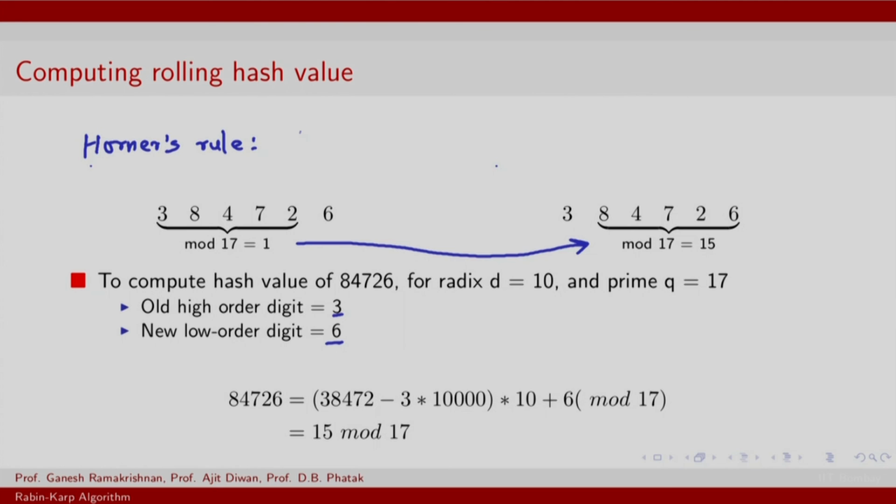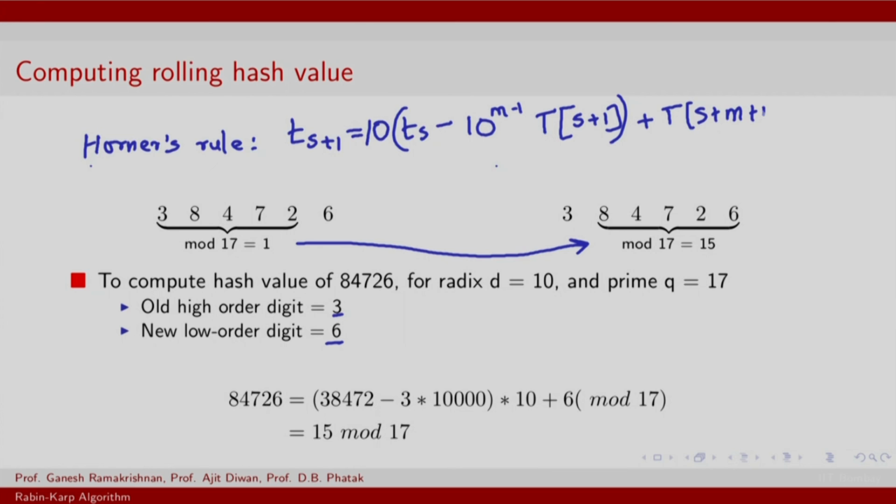as follows. So the decimal value Ts plus 1 can be obtained by first of all subtracting from Ts 3, which is the largest digit, multiplied by the base exponentiated by the number of remaining digits. So what does that mean? Ts minus 10 raised to m minus 1 times the value at position s plus 1. However, after the subtraction I need to do a left shift in order to insert 6. So this left shift can be achieved by multiplying by the same base 10, and to this we can add the new digit t of s plus m plus 1.